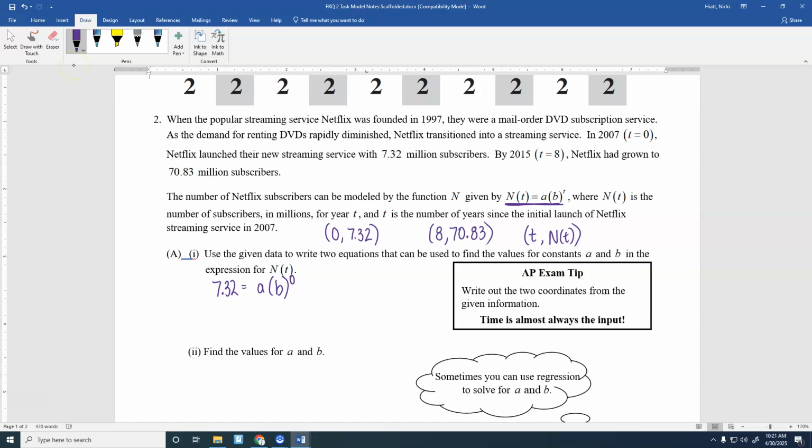And he's got a note right here. Time is almost always the input. Not necessarily always, but most of the time, your year or your months or whatever is usually your input. And then you're going to do the same thing for the other point. So, again, if you need to, write it out, and then erase N of t, replace it with 70.83. Erase your t, put an 8 right there.